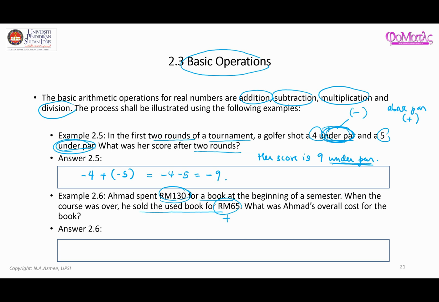So the question is asking what was Ahmad's overall cost for the book. We are going to apply the idea of negative sign and positive sign to this problem. We start off with negative 130 ringgit. Why negative? Because he spent the money, and he gained some money by selling the book after the end of the course, so plus 65 ringgit, and the answer is negative 65. The word negative here means that he spent money. The answer, negative 65, can be translated into a statement: the overall cost is RM 65. So he spent 65 ringgit for the book.